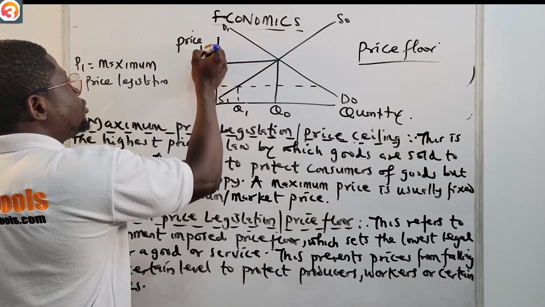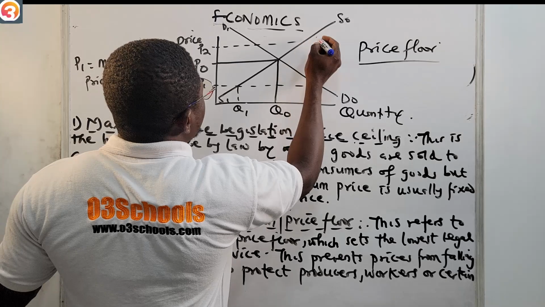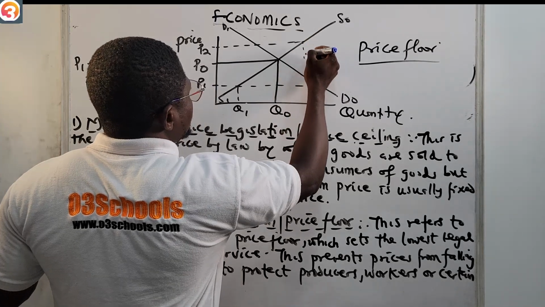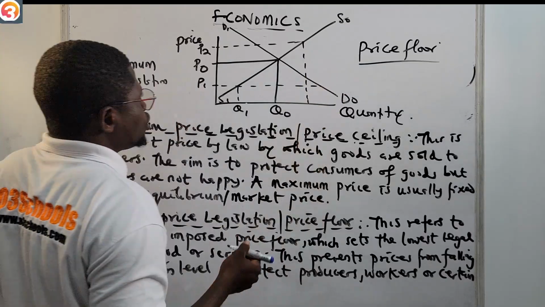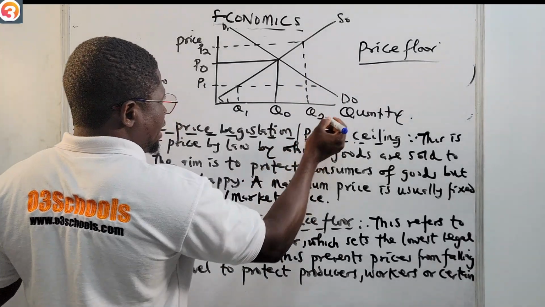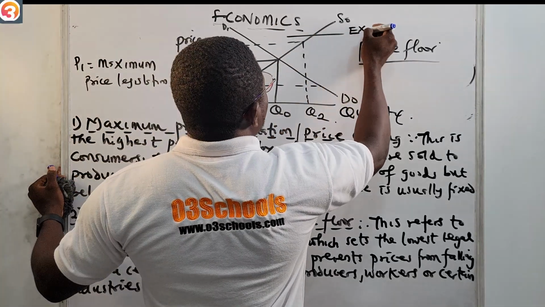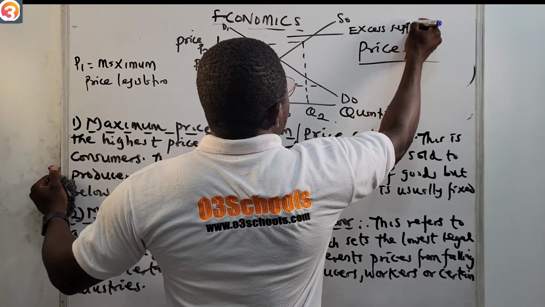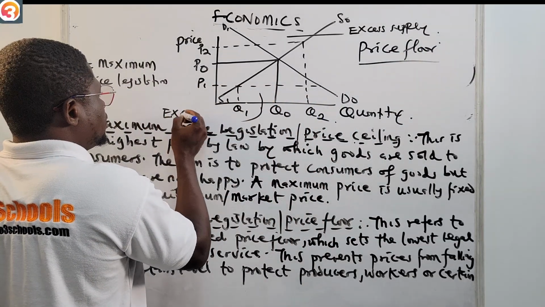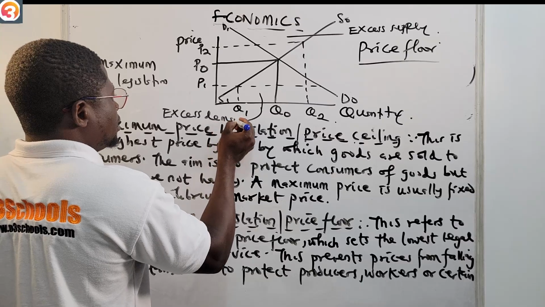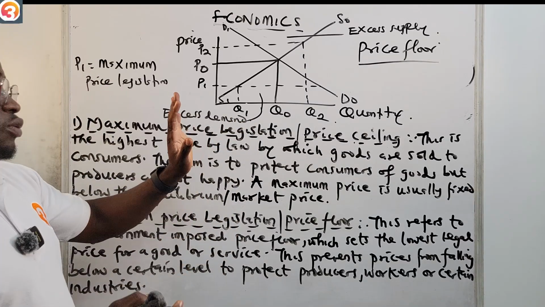While your P2 here will hit here, and then come down to Q2. This point represents your excess supply, while this one represents your excess demand. We'll come back to this graph again, but I just wanted to complete it so that you see.